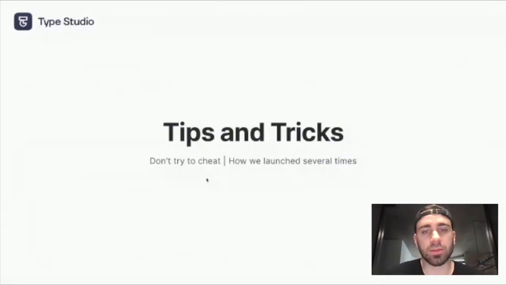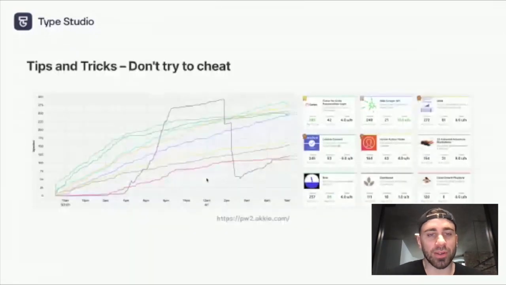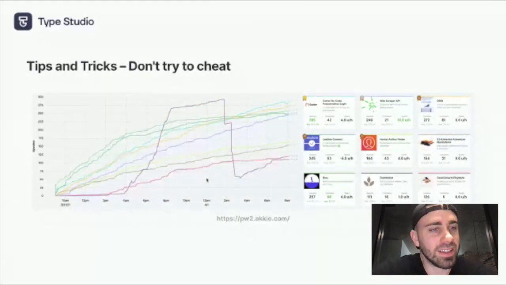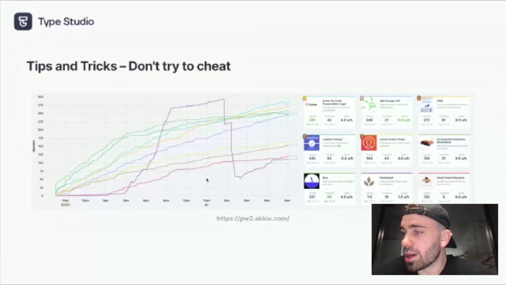Yeah, coming to the tips and tricks. First of all, very important, don't try to cheat. Basically you can go to Upwork or whatever, search for product upvotes, and you can buy them very cheap. I saw 100, 200 upvotes for $20, something like that.